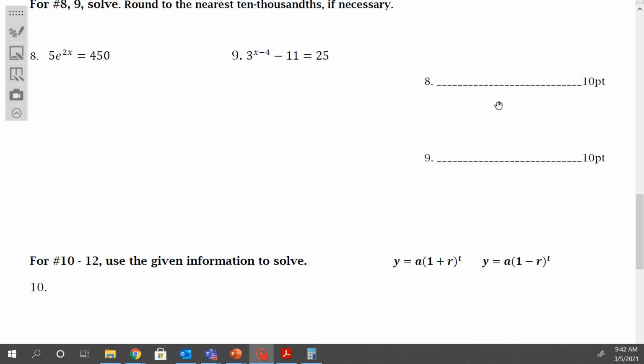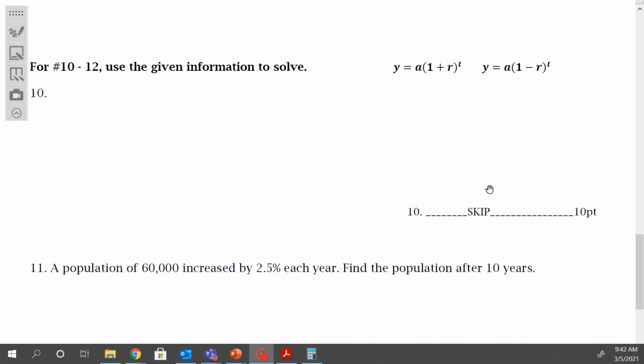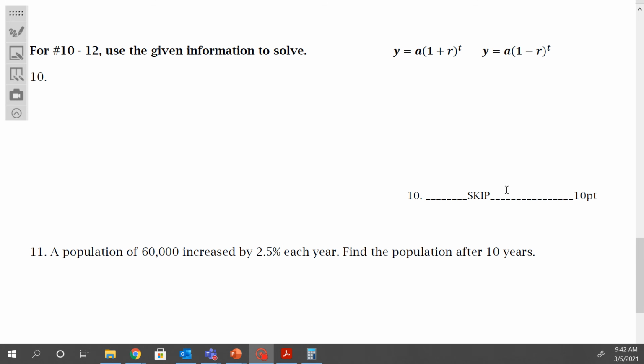Now there is no problem for number 10. I took that problem out. But the 11 and 12, we are going to use the formulas that we learned in topic 2, which is the growth formula, y equals a times 1 plus r to the t, and then the decay formula, y equals a times 1 minus the rate to the t power.